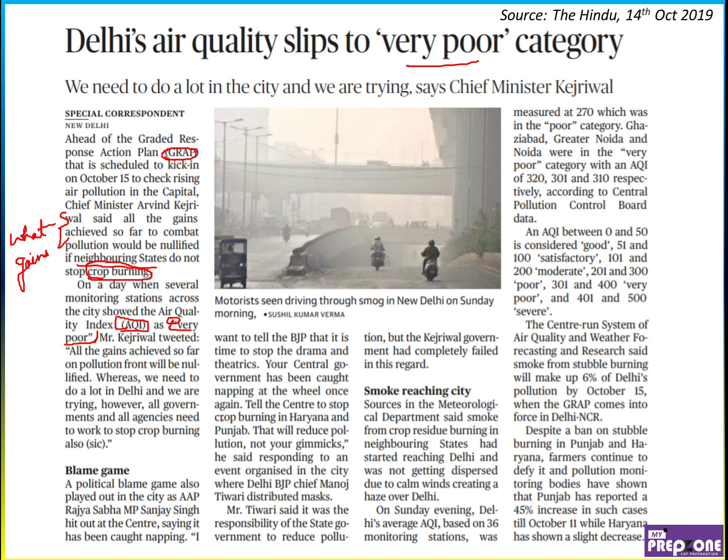Now, here you're talking about a political blame game that has been going on. All these things you can eliminate because they have no particular significance. Tell the center to stop crop burning in Haryana. Now, I have already read this, so I know that this is something that must be eliminated.